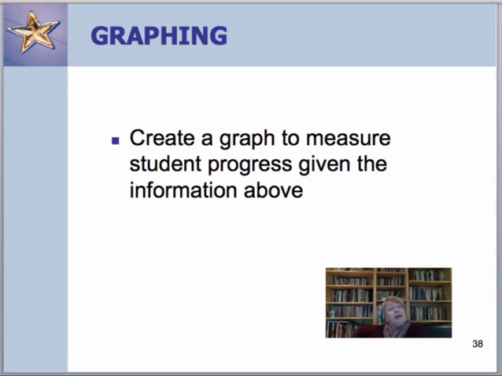And again, for an extra point, you can create a graph to measure student progress on that annual goal for JR in math. So this week, you can get 2 extra points if you create and upload 2 graphs for graphing JR's progress.